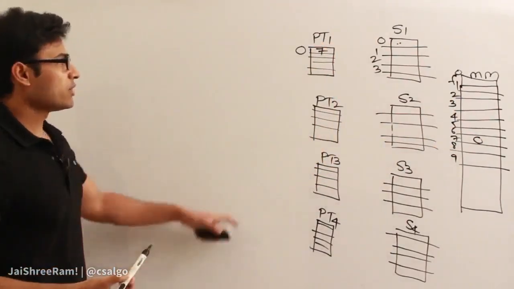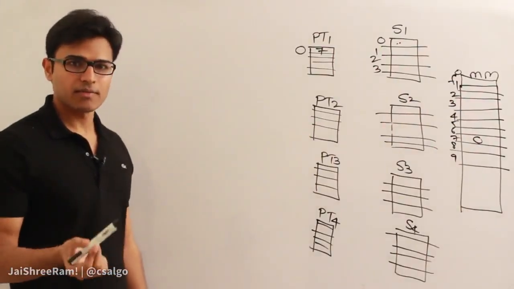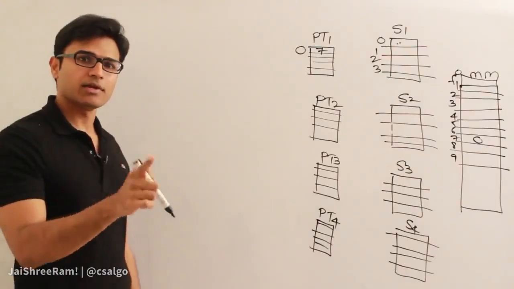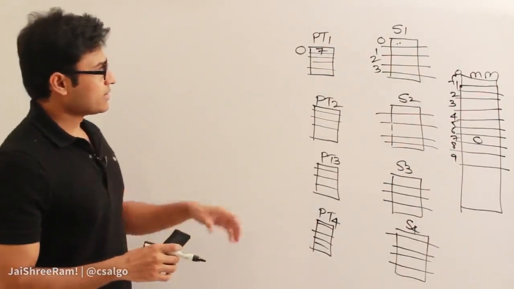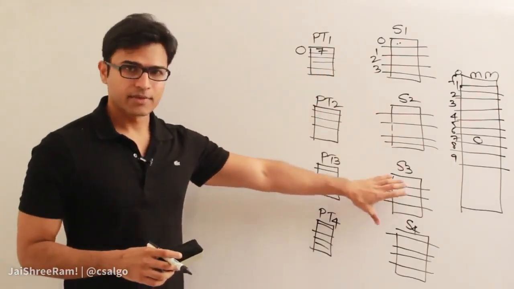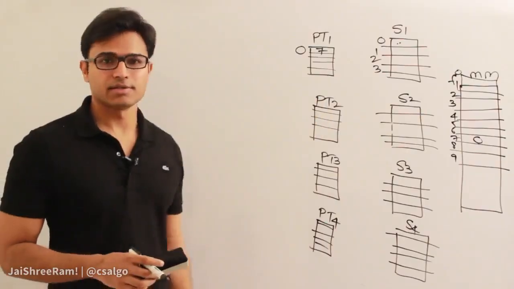Therefore, every page table is supposed to contain the frame number in which that particular page is present. Got it? And one more thing: since we are using paging, even these page tables should also be present in the pages.